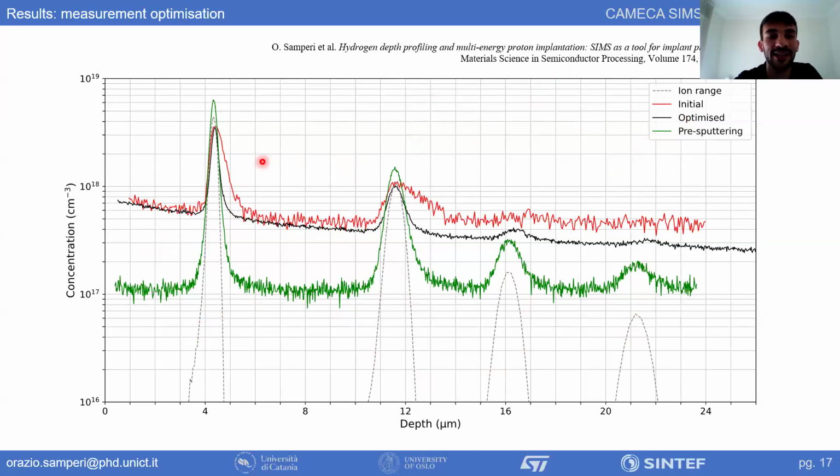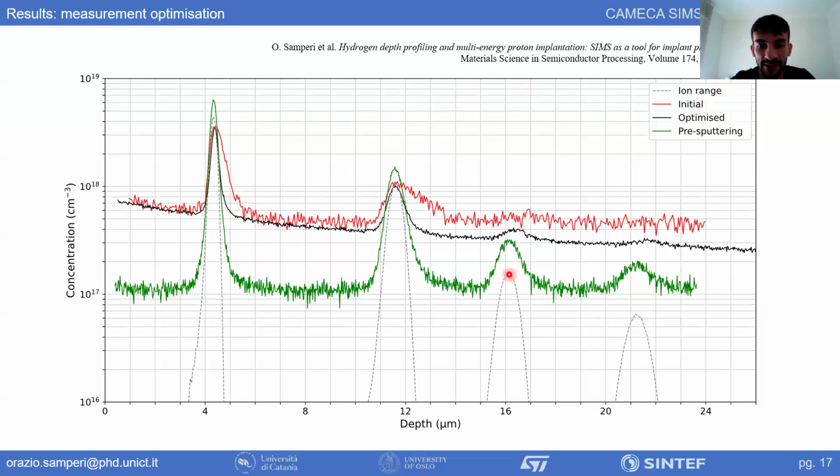Now, what you can see here, I think it's quite clear, is that with the initial conditions you have a really high noise. But you also have a really pronounced crater edge effect that you can see in this tailing here. And the third thing you can notice is that we are not able at all to detect the low dose peaks. There are these two peaks.